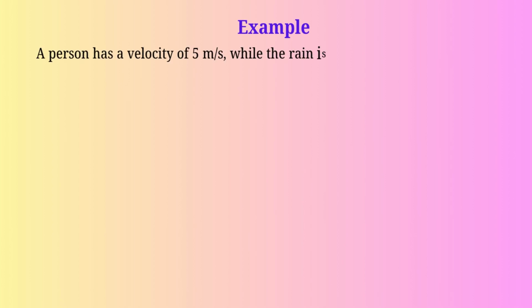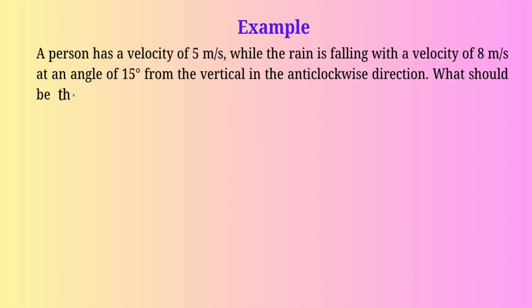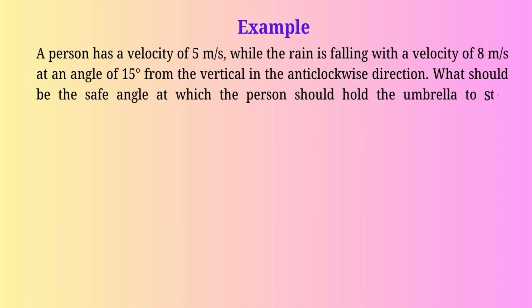Let's understand this with an example. A person has a velocity of 5 meters per second, while the rain is falling with a velocity of 8 meters per second at an angle of 15 degrees from the vertical in the anticlockwise direction. What should be the safe angle at which the person should hold the umbrella to stay protected from the rainfall?